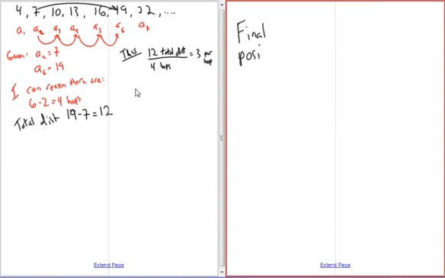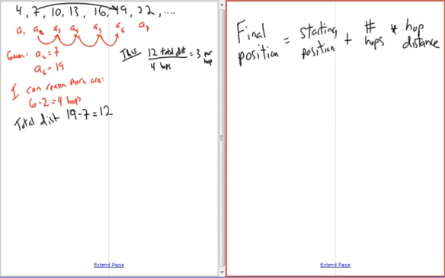One way that we can think about this just generically, we can say that maybe our final position is equal to our starting position. So like for instance this 19, that A sub 6, is equal to the starting position over here, plus the number of hops that we made, times the hop distance, the distance of 1 hop. So yeah, that seems to make sense.